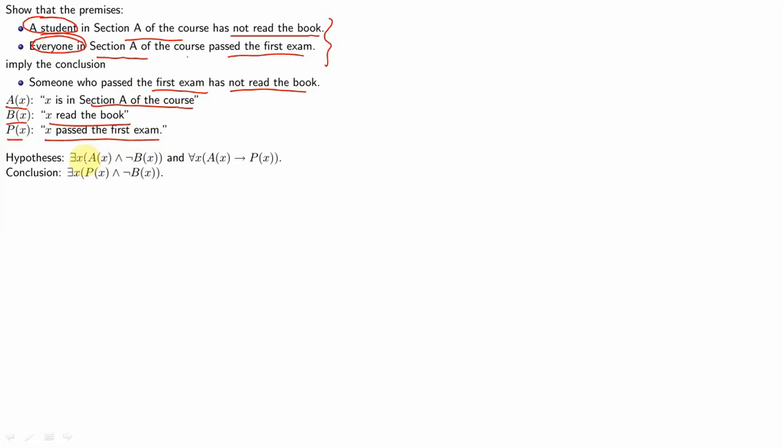So now the premises become: there exists a student X such that X is in section A and X has not read the book. There exists X such that AX and negation of BX. Everyone in section A has passed. For all X, AX implies PX. And the conclusion: there exists someone who passed the first exam and has not read the book. So this is the conclusion.